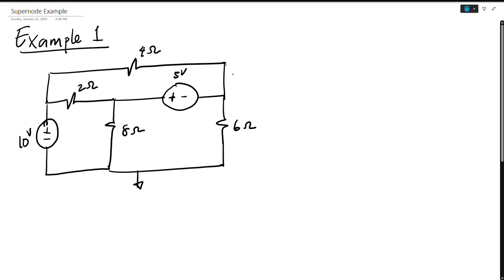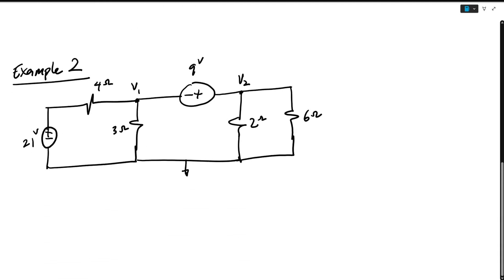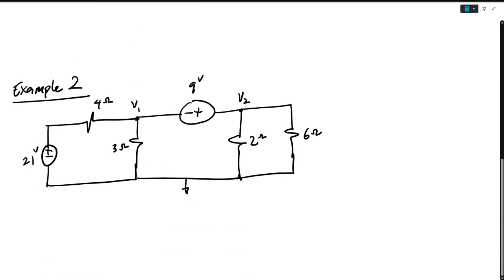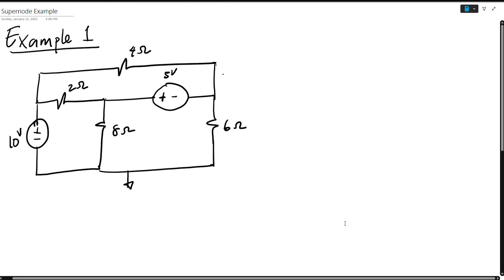My name is Professor Govala, and today we're going to be doing two supernode examples. This is the first one, and this is the second one. Maybe pause the video and see if you can complete these questions, and then come back and see if the answer that we derive here is the same as the one you got.